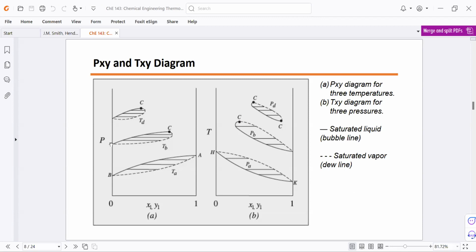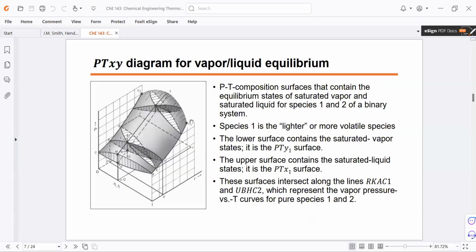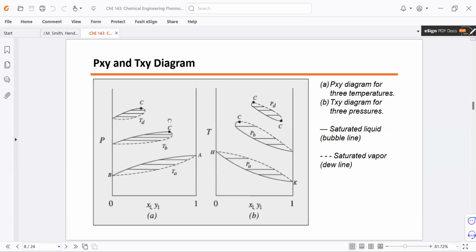Okay, so these two temperatures lie between the two pure species critical temperatures identified by C1 and C2, and that's the reason why they do not extend all the way across the diagram.